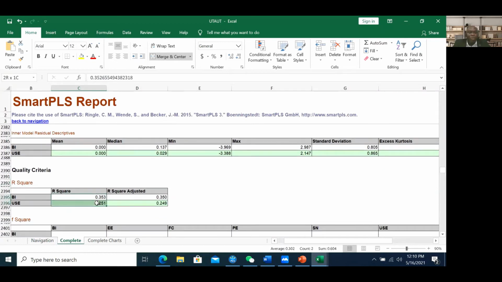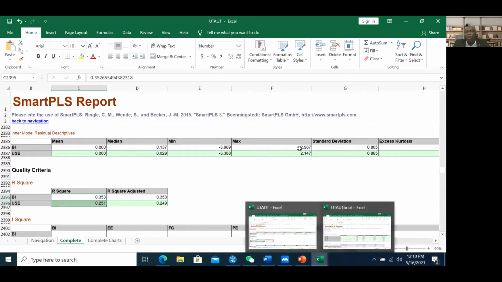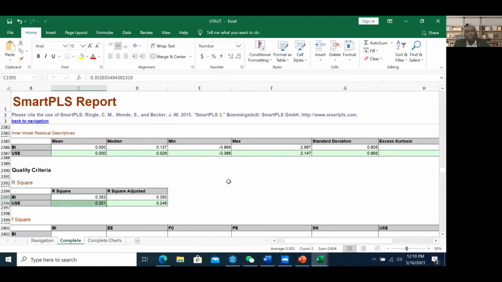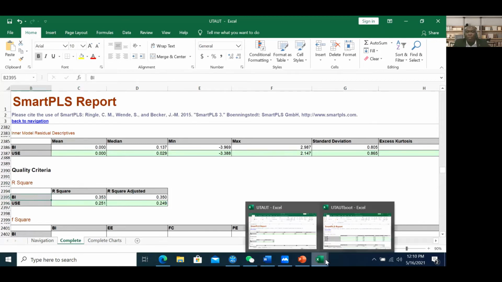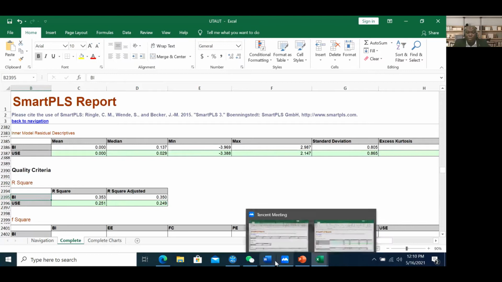The R-square value ranges from 0 to 1. The closer it is to 1, the better the prediction, or the predictive relevance. You see 0.35, that's quite reasonable, and 0.25. So that's how you can get the R-square value, from the PLS Algorithm report.